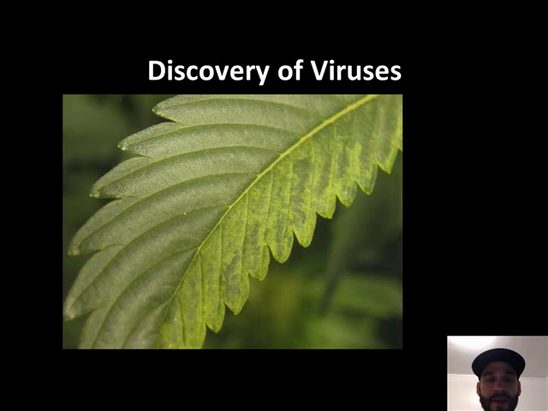So how were viruses discovered? As you're looking at this, this is a tobacco leaf, and it's mottled in color. You can see that the bottom part of the leaf has a discoloration, and that's due to the fact that this tobacco leaf is infected by the tobacco mosaic virus.